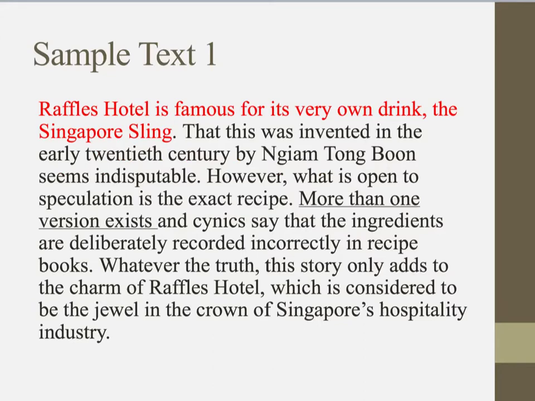All right, so now if you had underlined the information in the passage, you may have coincided with my own underlining and highlighting as well. So I chose to highlight Raffles Hotel is famous for its drink, and more than one version exists. And why did I choose to highlight these two? Because to me, if a hotel is famous for something, I'm guessing that they would want to keep it a secret because they definitely won't want other people to copy their version and possibly sell it for commercial profit.